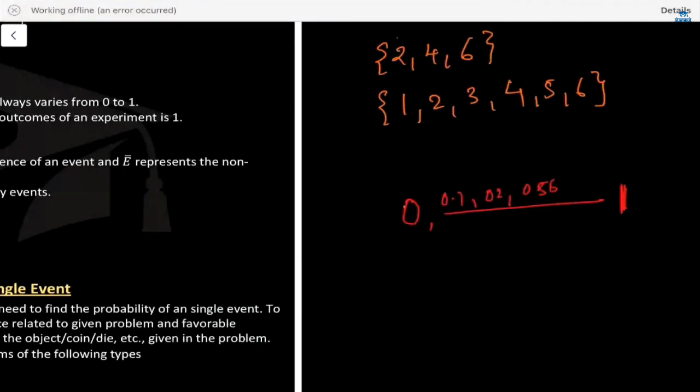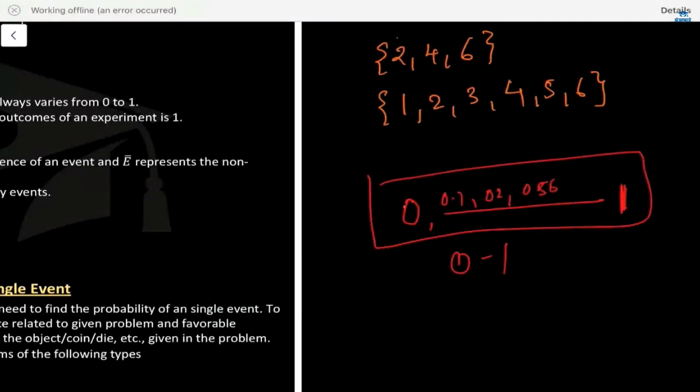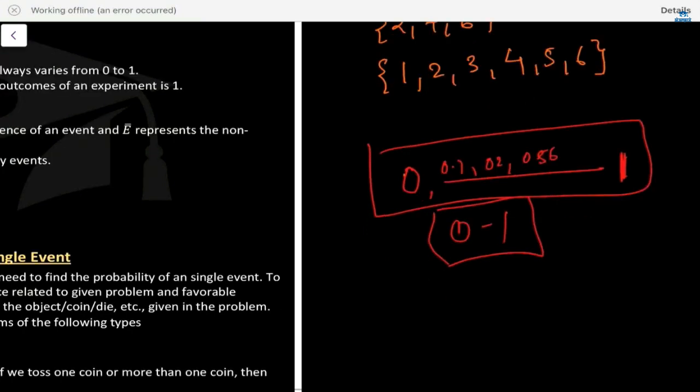But always the probability will lie in the range of 0 to 1. It will not exceed this or go below this. Okay, understood? Probability of an impossible event will be 0. Probability of a sure event will be 1. Now, the probability of an event will be equal to 1 minus the probability of not the event.